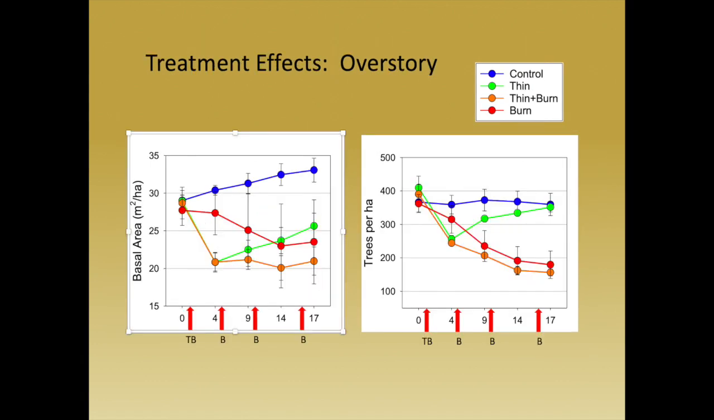As far as the treatment effects on the overstory, you can see that on the thin and burn plots, by year 17, the basal area had been reduced by about 1/3. On those burn-only plots, the red lines, there was a lot of variation. We had some complete canopy mortality, and then we had plots where there was no canopy mortality. But about 1/3 of the basal area, by year 17, had been reduced. On stand density, you can see again, the burn and the thin and burn plots were very similar. We had about a 50% reduction in stand density of trees greater than 4 inches DBH.